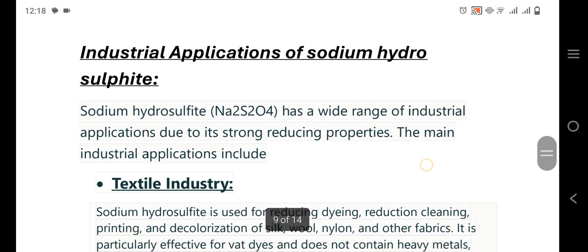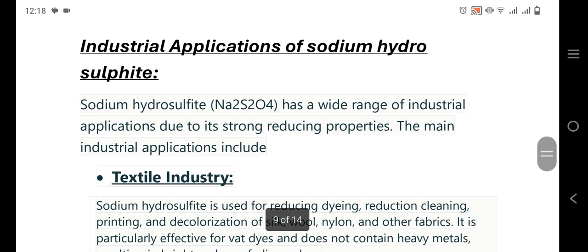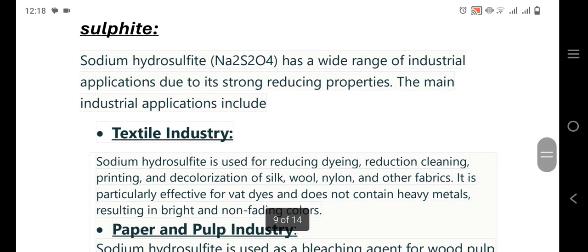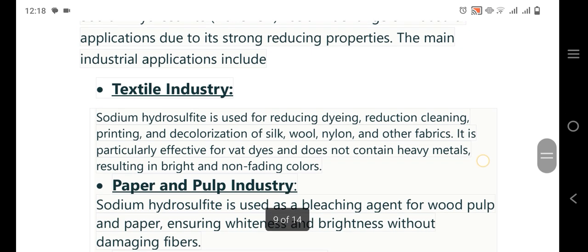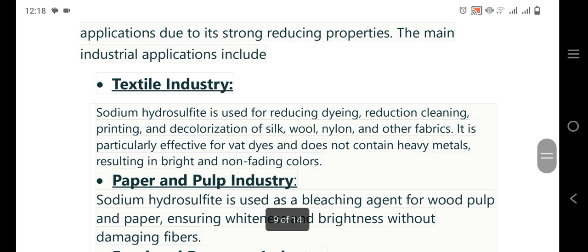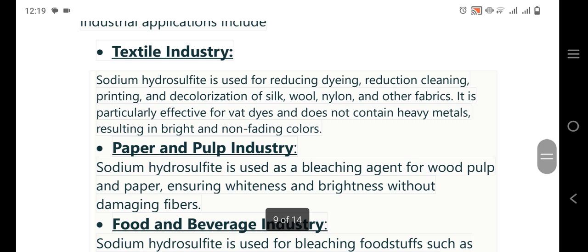Next, here are some industrial applications of sodium hydrosulfite. As we know, sodium hydrosulfite has a wide range of industrial applications due to its strong reducing properties. Here are some of the industrial applications included. The first one is the textile industry.